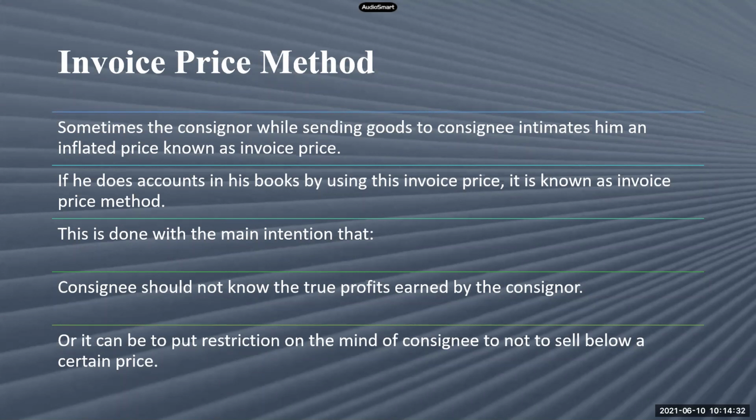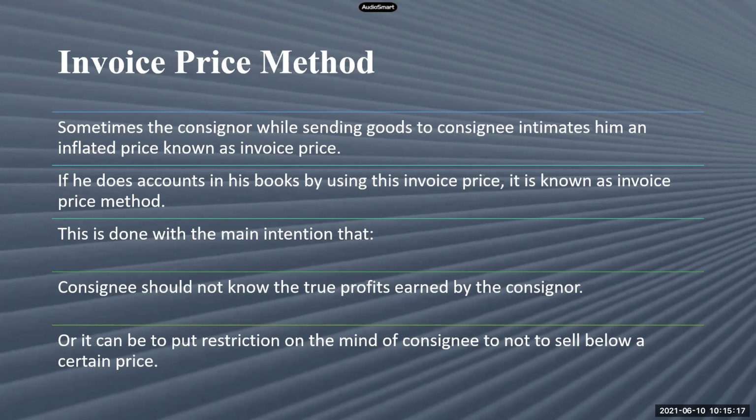So when he is sending goods to the consignee at an inflated price, we call that price the invoice price. If he does accounts in his books by using this invoice price, it is known as the invoice price method. So when we do the accounting treatment using this invoice price, we call that treatment the invoice price method. This is done with the main intention that the consignee should not know the true profits earned by the consignor. Because the consignee here will not know the cost price.